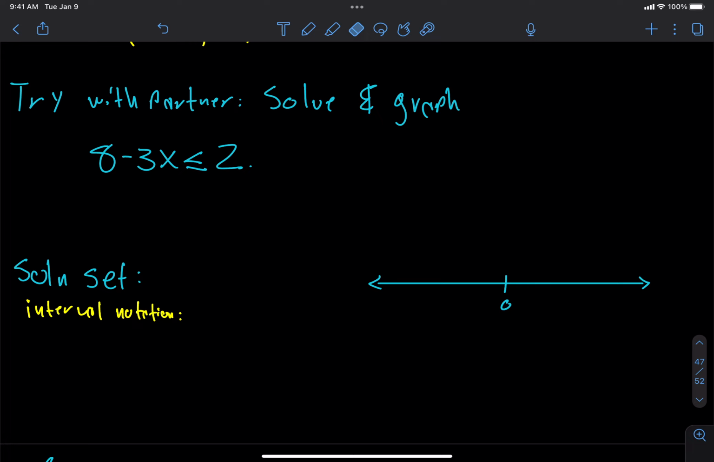No, we'll keep that little equal sign. Yeah.